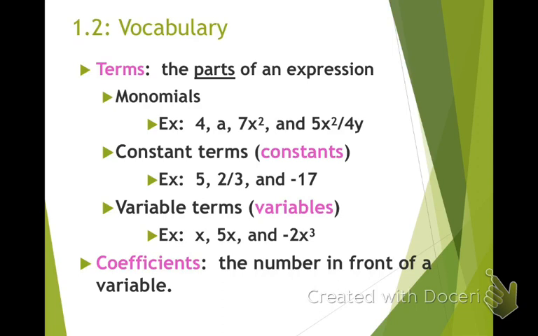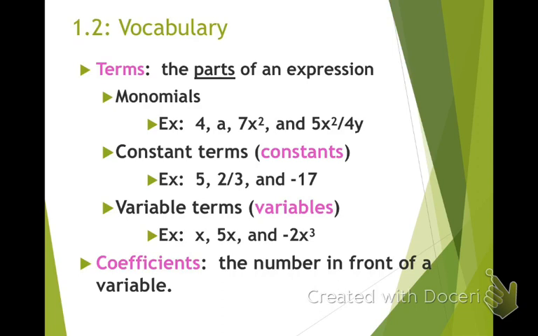Okay? A constant will always be just a numerical value, whereas your variable will have some sort of letter to it. Okay? An X, a Y, a Z, a Q, whatever. It may be taken to a power, or it may just be that letter, like x.